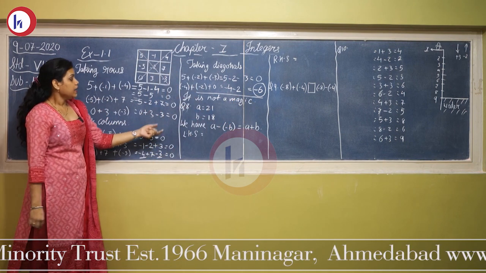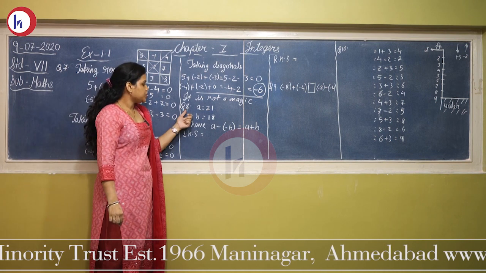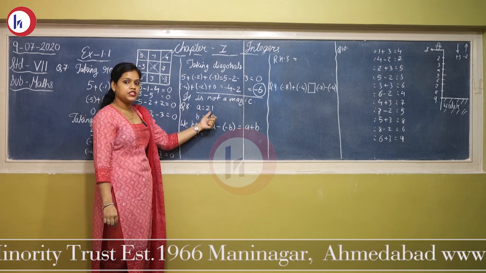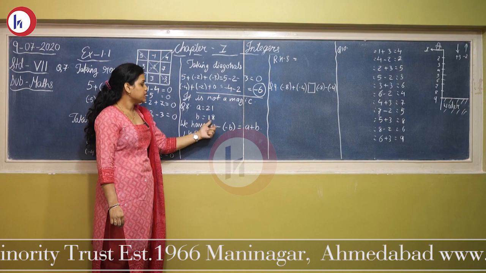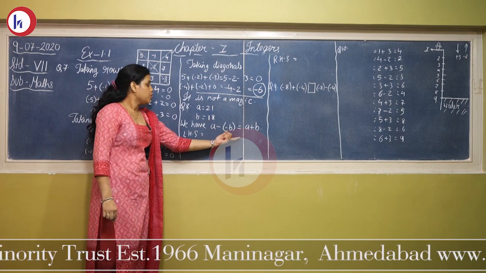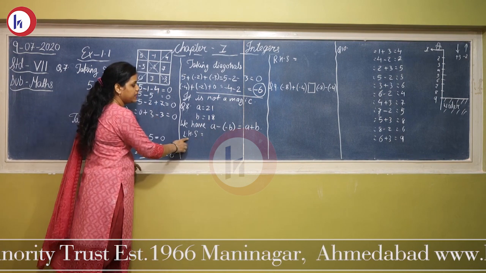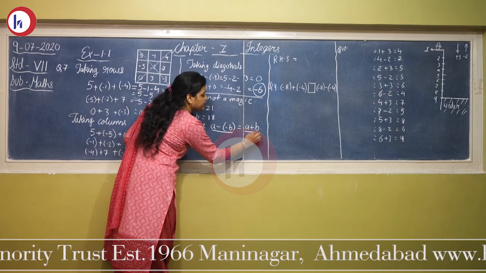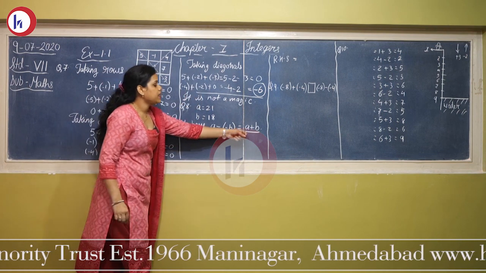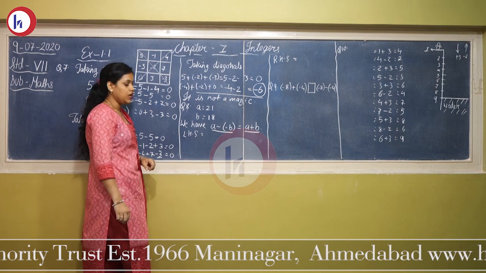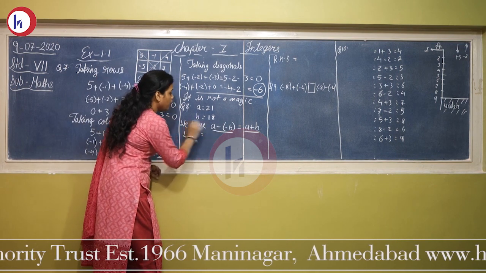Okay. Coming to our next question. Question number 8. Now A, any integer A is given as 21, B is given as 18. Now one question is given to you. So we will start with LHS and RHS. We have to prove that these two, that is left hand side and right hand side, are going to be equal.